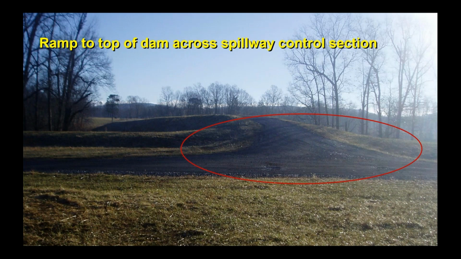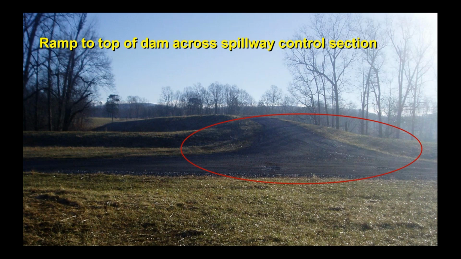This is a case where we were inspecting this spillway, and the farmer wanted to get his equipment across the top of the dam so that he could mow his fields on the far side of the dam. But the slope on the side, the way the dam was built, was just too steep. It was 3 horizontal to 1 vertical, and he couldn't get his tractor and equipment up and over. So he solved that problem by building a ramp.